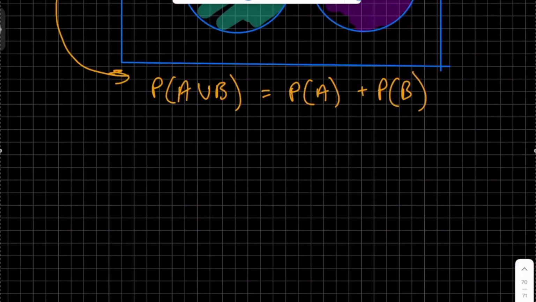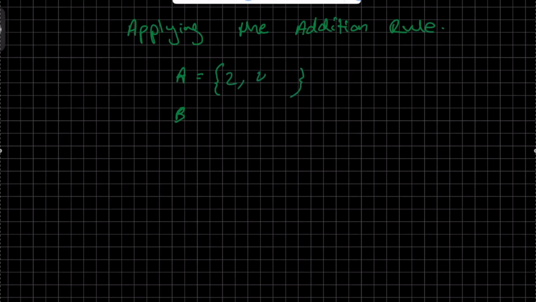Now, let's go through an example where we apply the addition rule. Let's first define our events A and B. Let's make event A be us rolling any even number when we roll a 6-sided die. So our even numbers when we roll a 6-sided die would be 2, 4, and 6. Our event B, let's define that as us rolling any number less than 4. So any number less than 4 when rolling a 6-sided die would be either 1, 2, or 3.